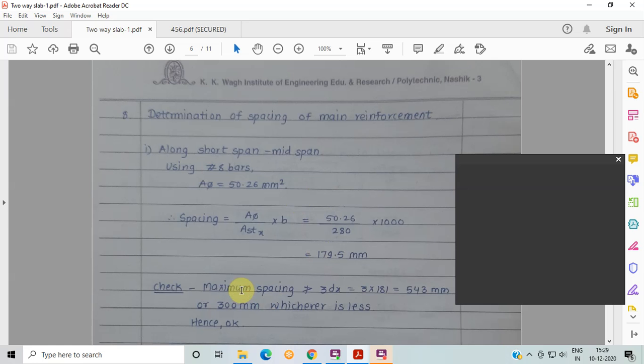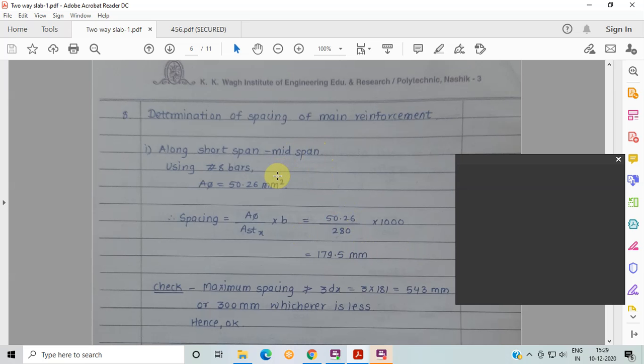Also calculate AST provided, since we have not provided the same spacing 179. A little bit less spacing is provided, hence the area of steel will increase. That increased area of steel is 296 mm square. Similar calculations will be done for long span. For a long span, the spacing we are getting is 173.31, and for maximum spacing, again here important, you need to write 3 times dy, that means effective depth along y direction into 3. So we are getting here also spacing as 170, that means along both directions we are getting spacing as 170.